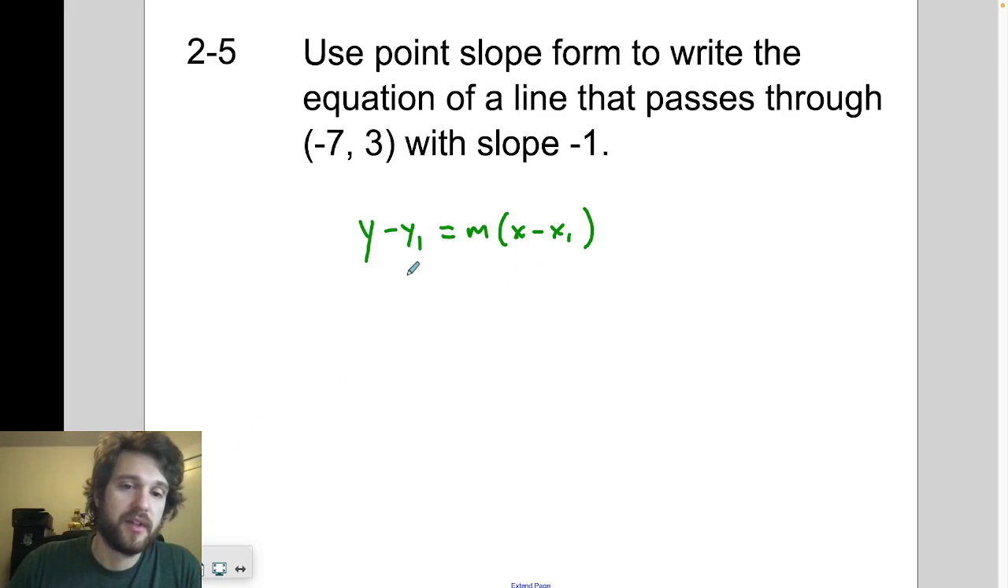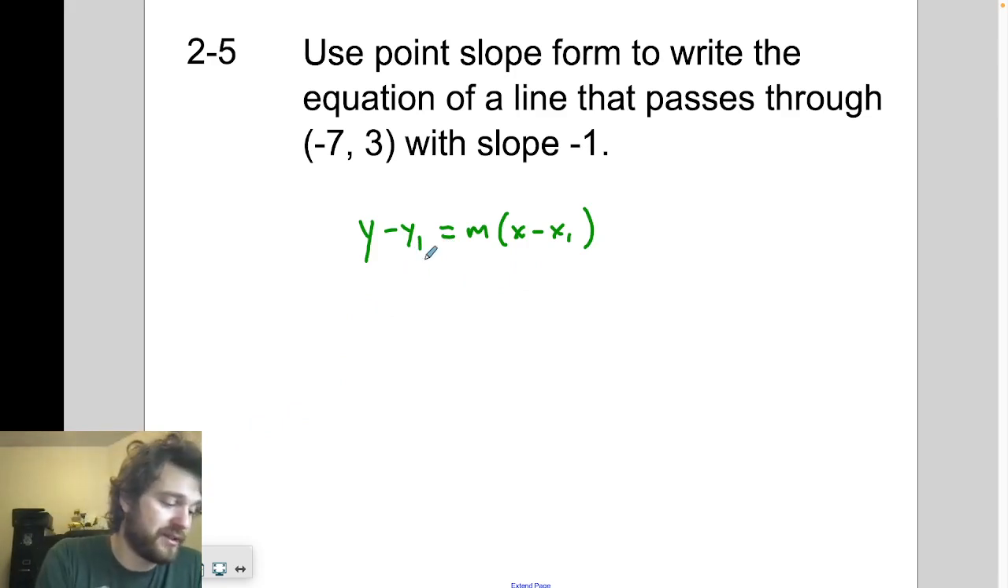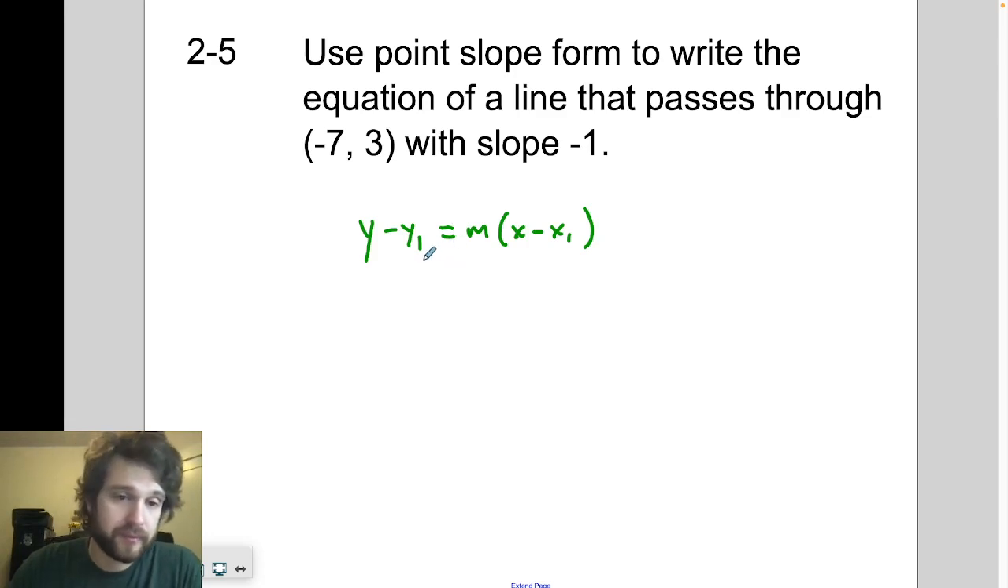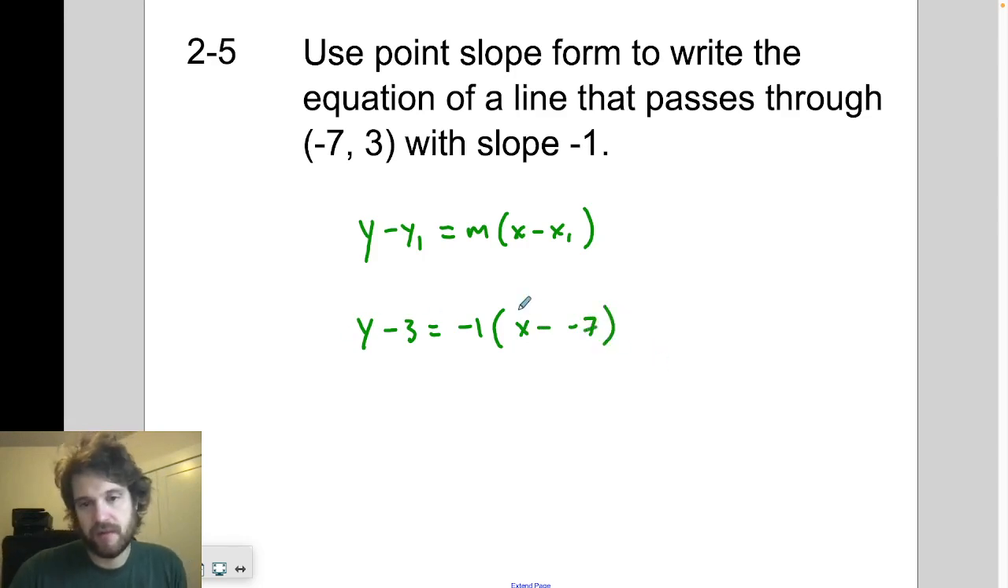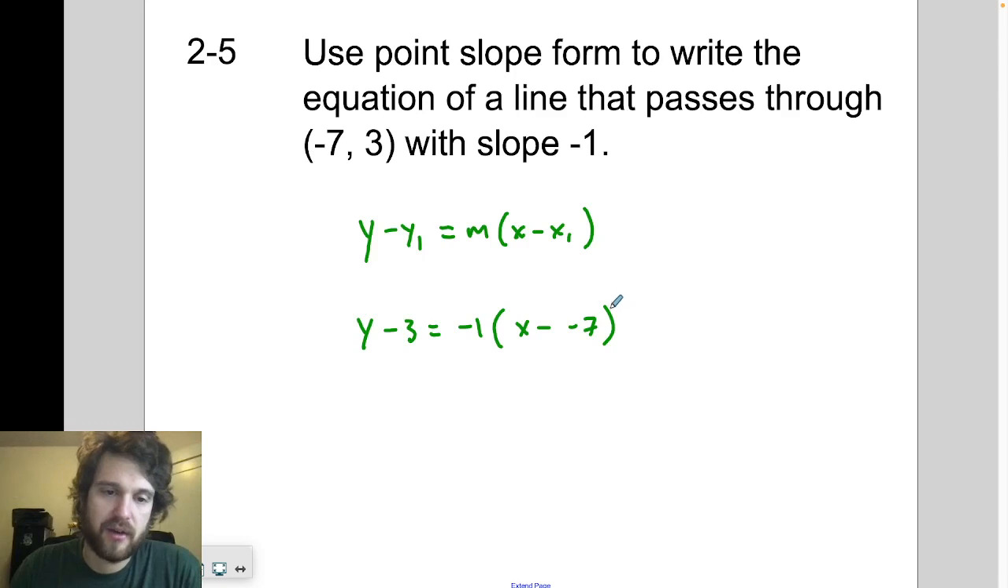So let's go ahead and plug in the information we have. So this is very simple to write in point slope form. We simply take the x and y coordinates, plug them in these two locations, and plug in the slope. So this is just y minus 3 equals negative 1 times x minus negative 7. Okay, now this I would say is not simplified. You can pare it down just a little bit.